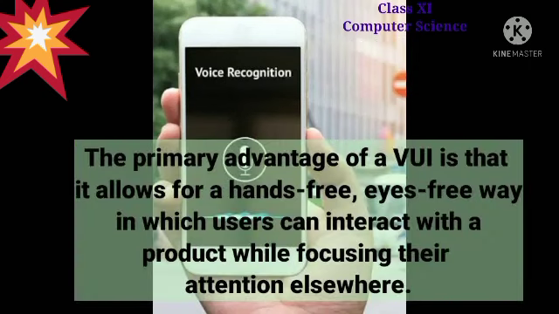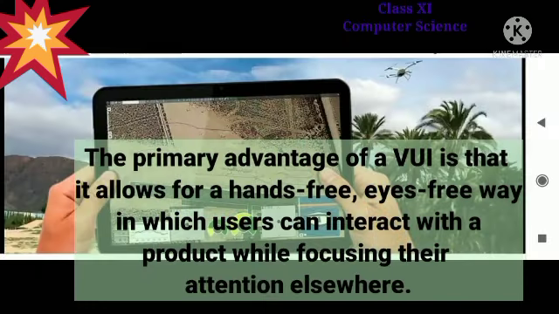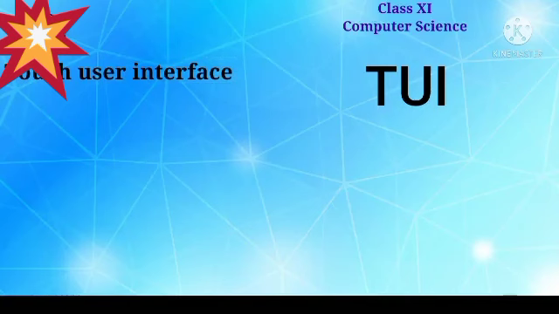The primary advantage of VUI is that it allows for a hands-free, eyes-free way in which the users can interact with a product while focusing their attention elsewhere. They can do their own job in some other task. At that time itself they can interact with the system. That is the primary advantage of this voice user interface.